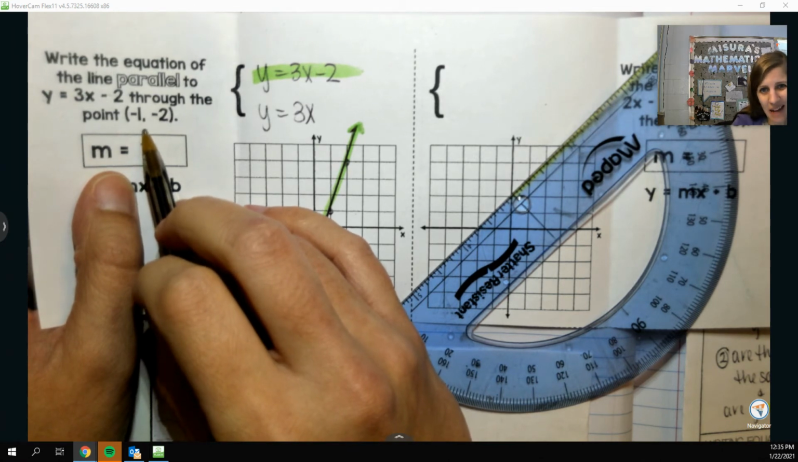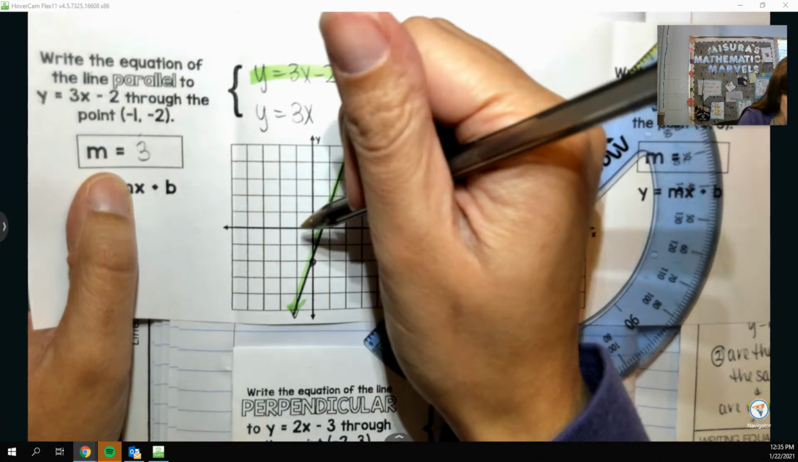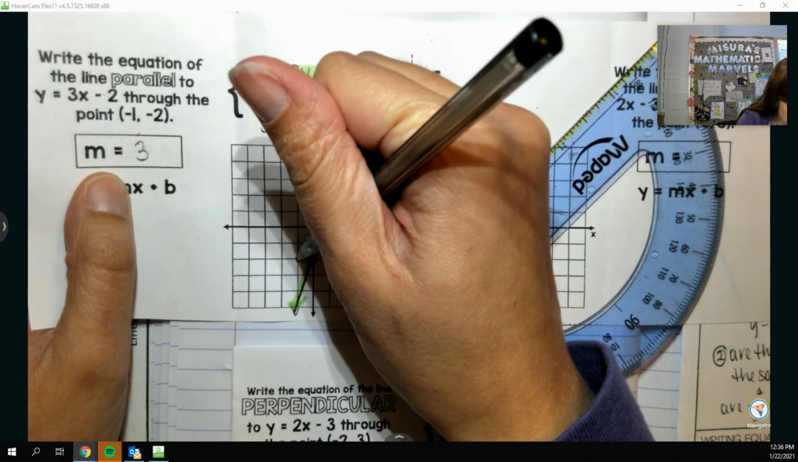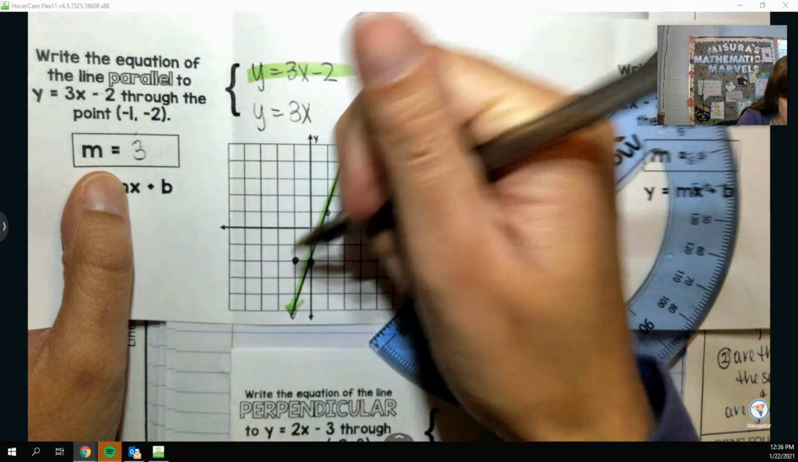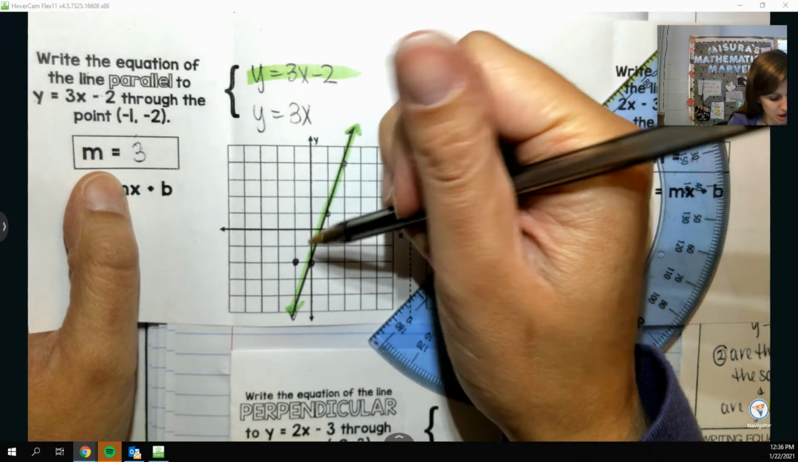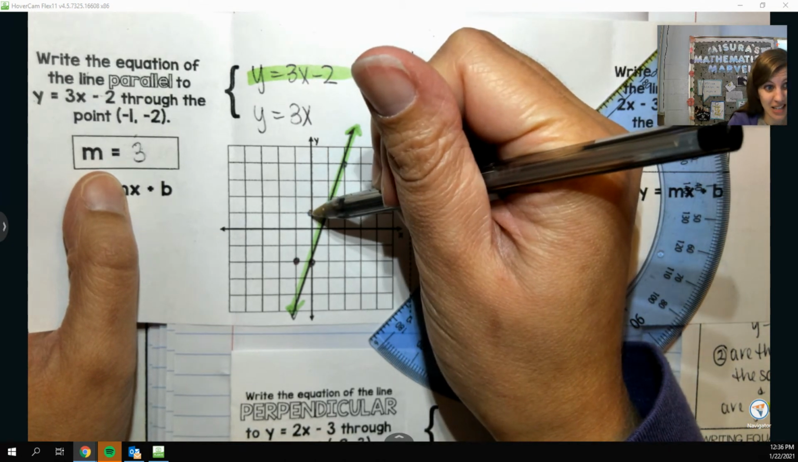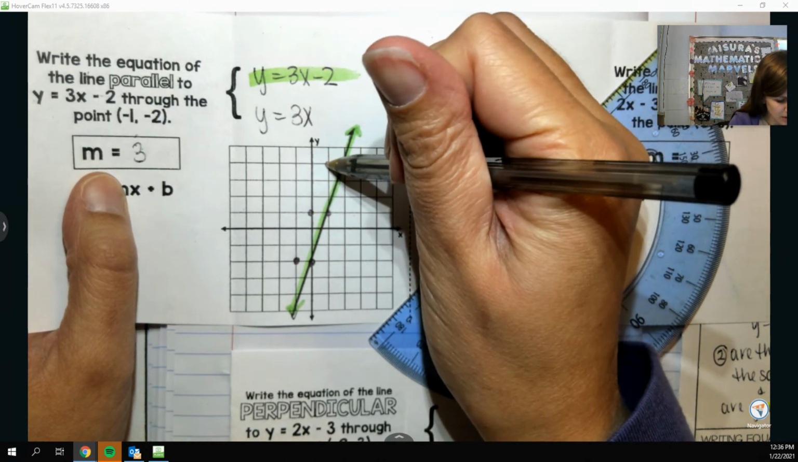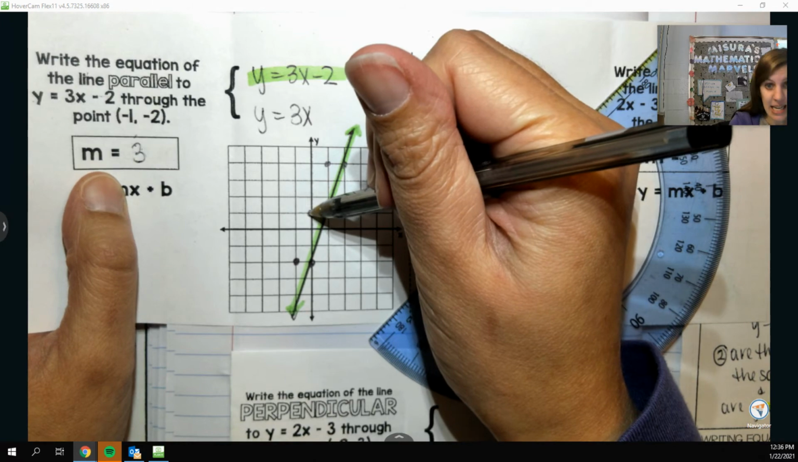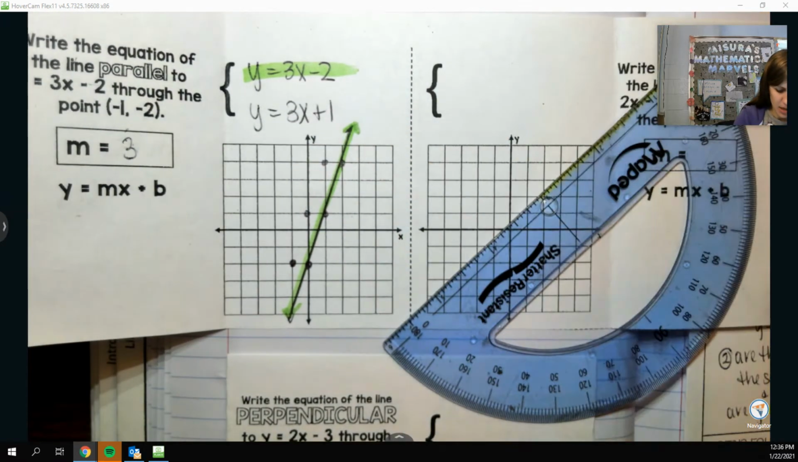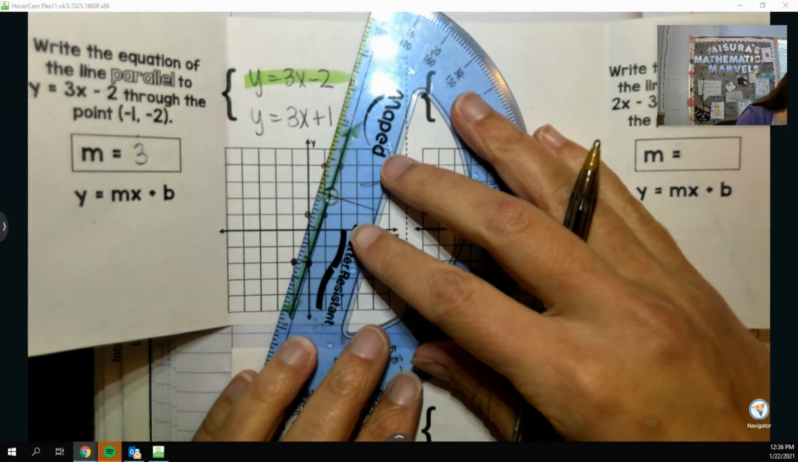However, I can go graph that point. Like I can put that point on here and go to -1, -2. And then from there, do the slope. So up 1, 2, 3 over 1. And then I find my y-intercept, up 1, 2, 3 over 1. So now I can see that the y-intercept is right at 1. So I can put +1. And then we get our graph that's parallel.